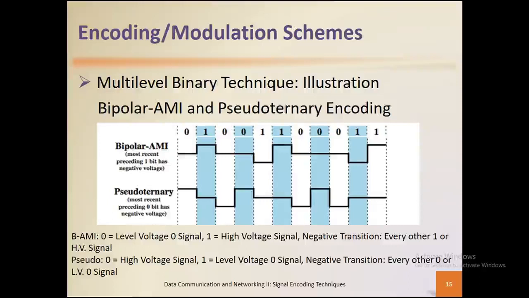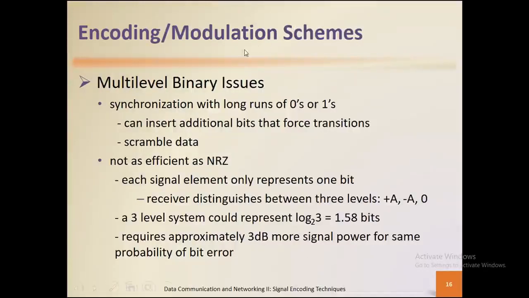So usually that's considered an issue within the signaling of a multi-level binary technique. And so usually when that happens, you have to introduce additional bits just to force the transition to take place, because it's what is expected within a multi-level binary schema or technique. And usually when that happens, then the signal gets scrambled properly to give you the right information that you need. If not, then you have really bad data scrambling within your transmission.